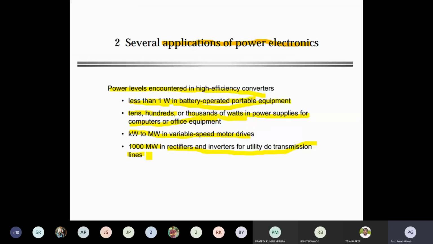So you can understand the range of the application. One is the very low power application, less than 1 watt. Then 10, 100 or 1000 watts for power supplies. Third is the kilowatt to megawatt range, variable speed motor drives, normally used for vector control and scalar control of machine drives. Another is HVDC, the source side power supply to the grid, like in wind turbines. So 1000 megawatt in rectifier and inverter based applications means DC transmission, HVDC.